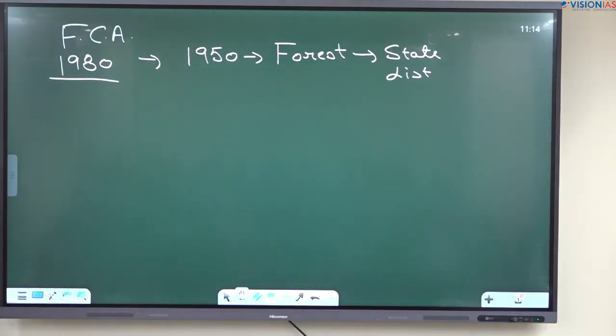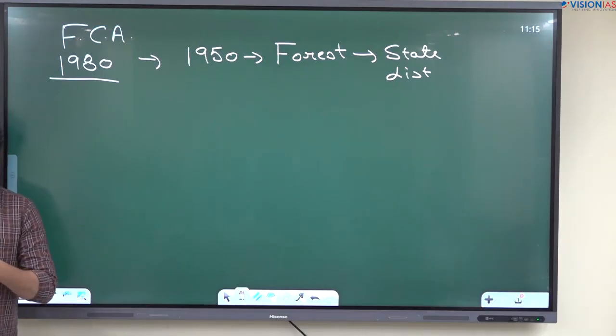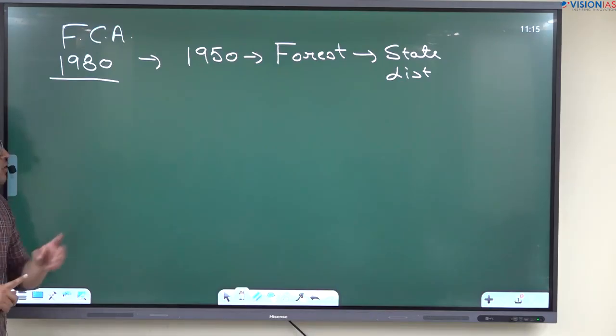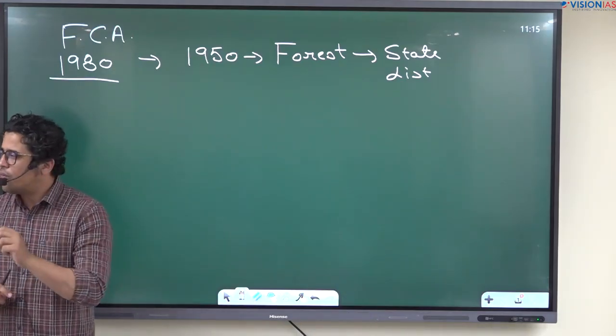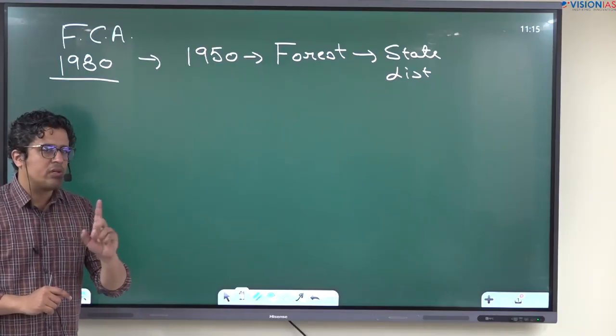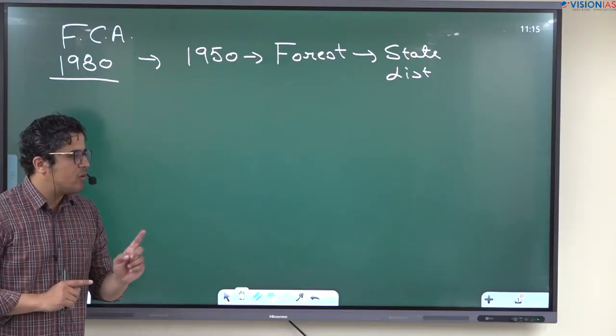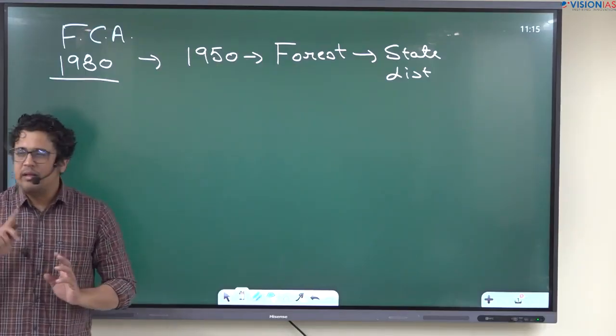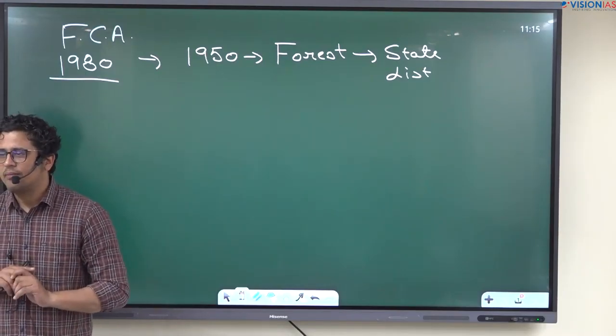So when India became independent and developed a constitution, forest was kept in state list. There are three lists in constitution: state list, union list, and concurrent list. Forest was kept in state list. So it means state government has got complete power over the forest. State government can take any decision with respect to forest. They need not ask the center.